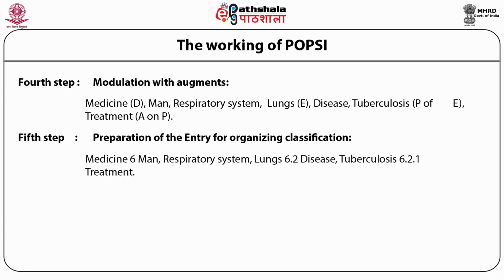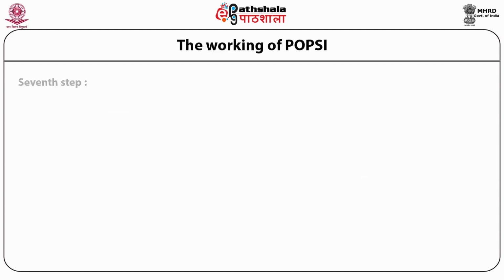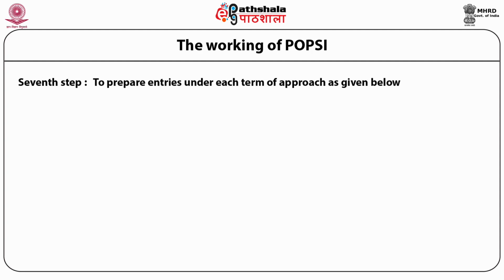Medicine 6; man, respiratory system, lungs 6.2; disease, tuberculosis 6.2.1; treatment. Sixth step, to decide the terms of approach. Treatment, C, therapeutic. Seventh step, to prepare entries under each term of approach as given below.